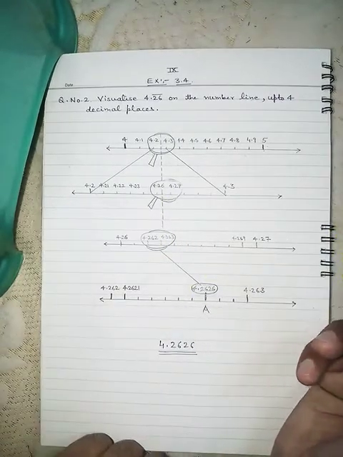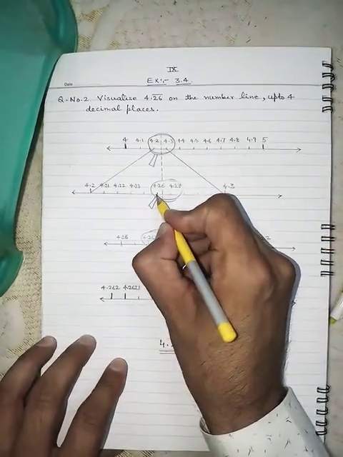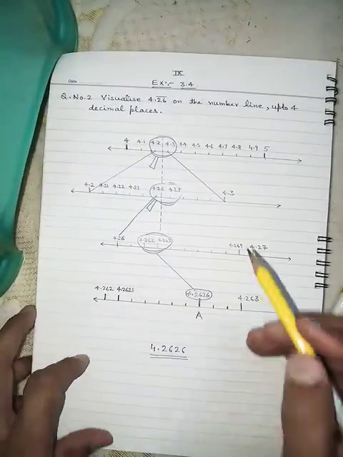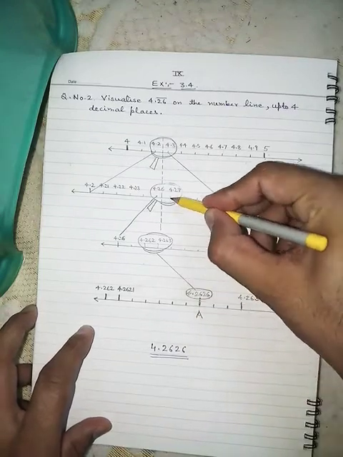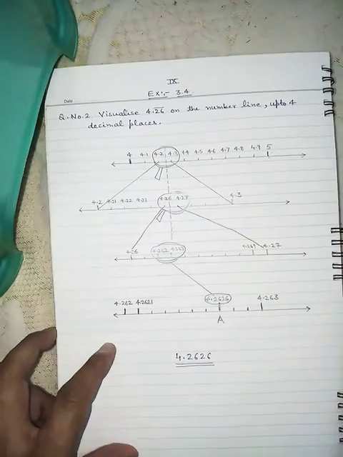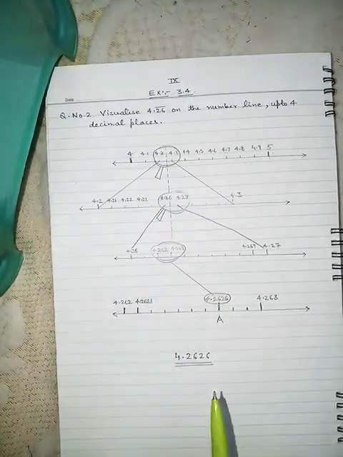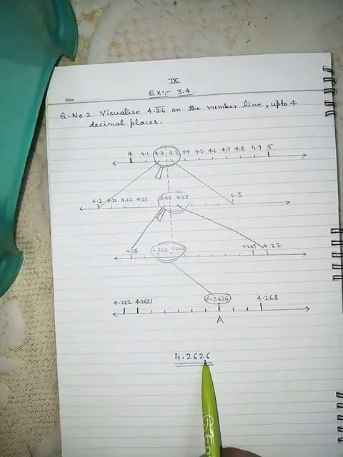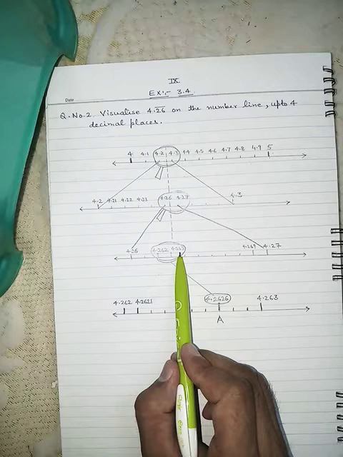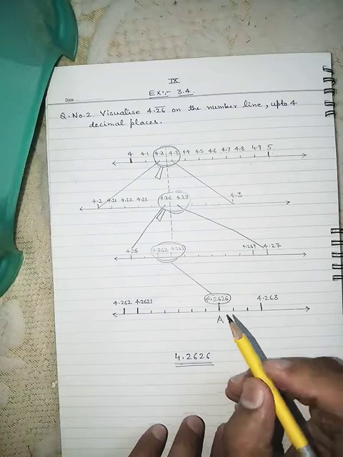Again you have to take these two numbers at the end positions on the next number line, like that. And after this, 4.26, then again we need 4.262, then take 4.262, 4.263 and so on.